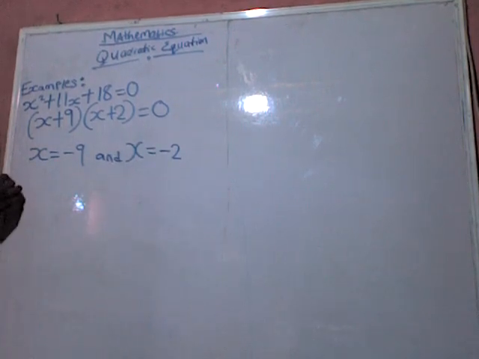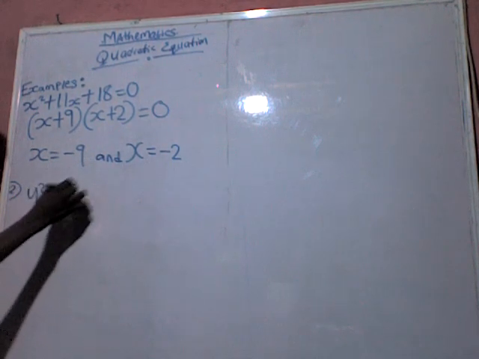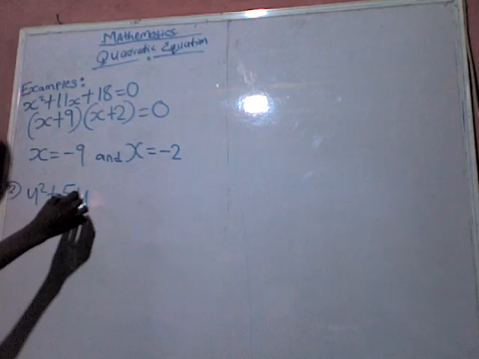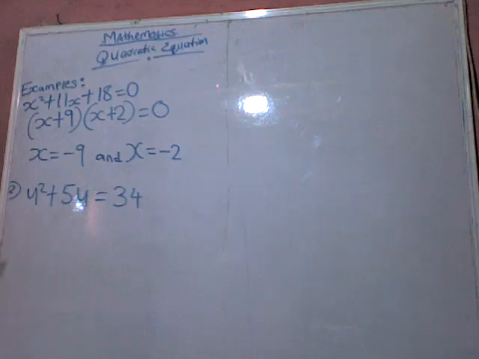So let's take another question. We have u squared plus 5u equals 34. So the first thing we have to do again is check whether our quadratic term has a coefficient greater than 1. This quadratic term u squared does not have a coefficient greater than 1, so making our equation very easy.